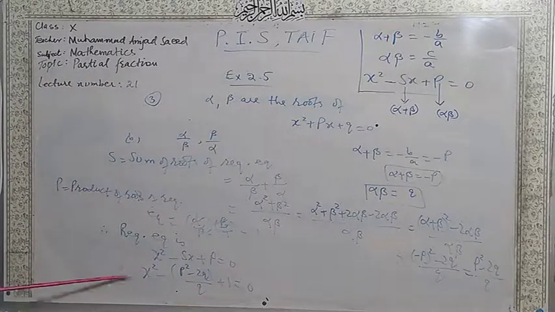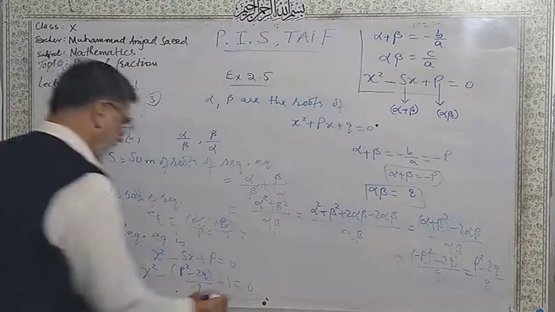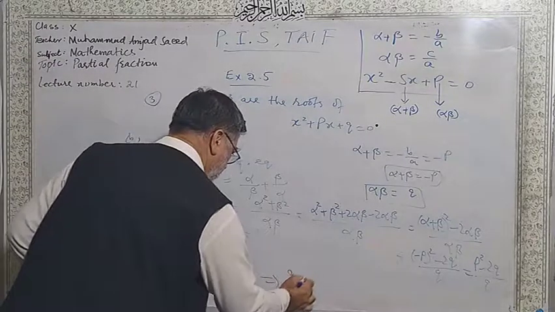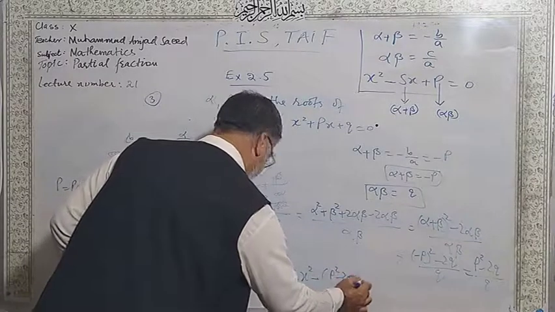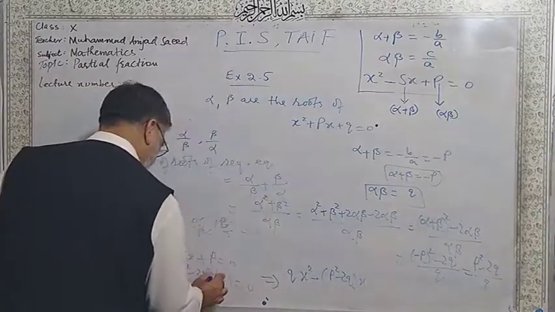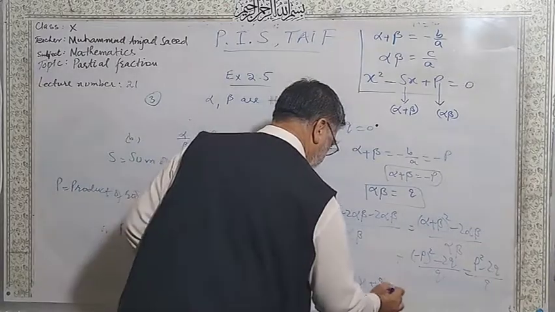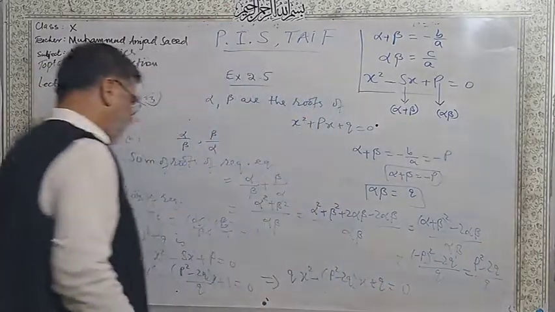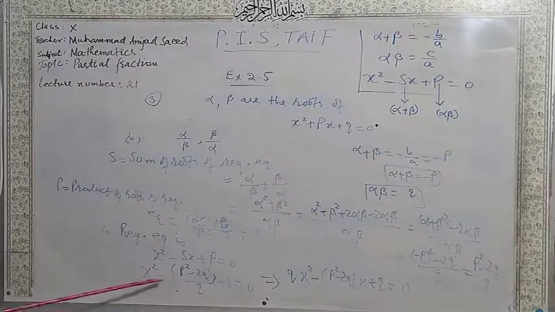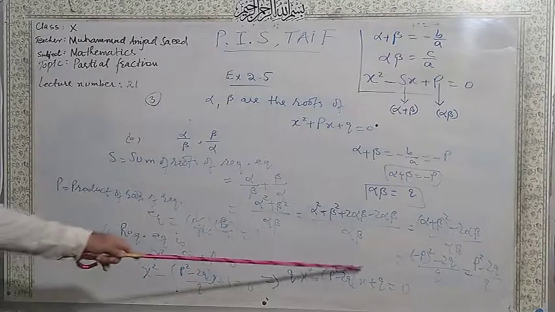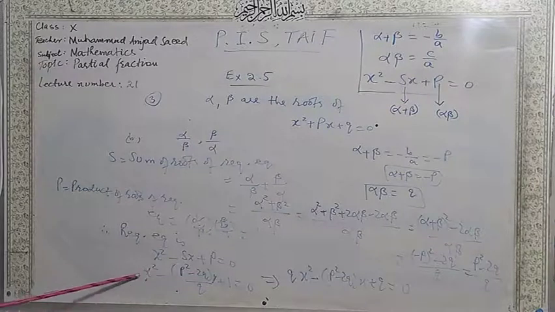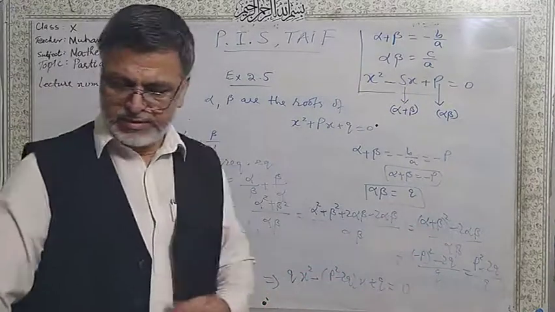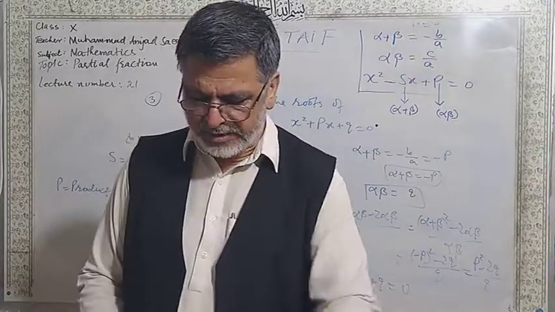Multiplying throughout by q, you will get qx square minus p square minus 2q into x plus q is equal to 0. So in this way, q is multiplied by all the terms, and then here it cancelled out, here we got q and here we have q also.